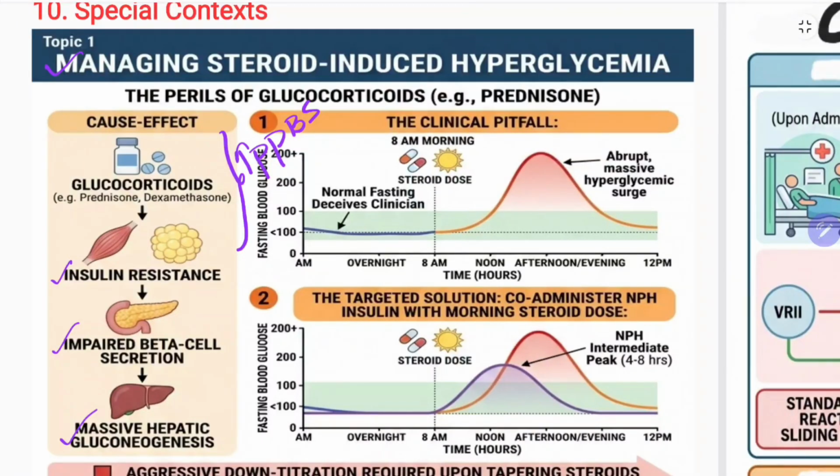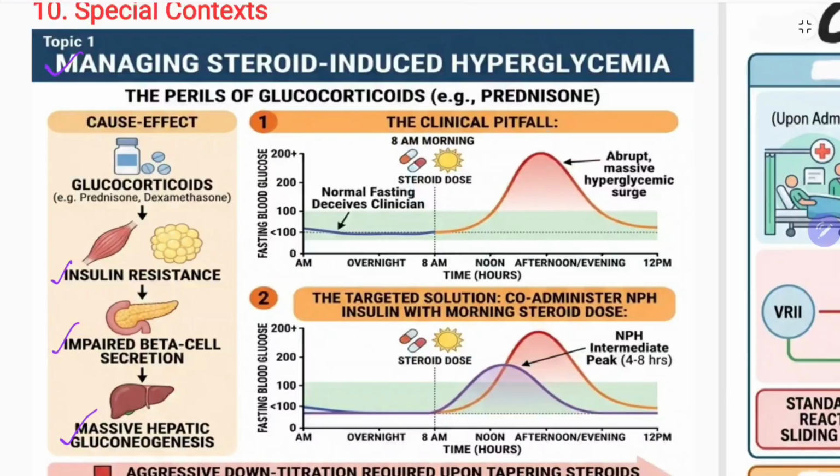Postprandial blood sugar level is increased, but remember, fasting blood sugar level can be normal in steroid patients, so that is a big pitfall. So if a patient is on steroids, just seeing the fasting blood sugar level and not adjusting the dose of drugs or insulin is a very major pitfall, because steroids increase the postprandial blood sugar level.